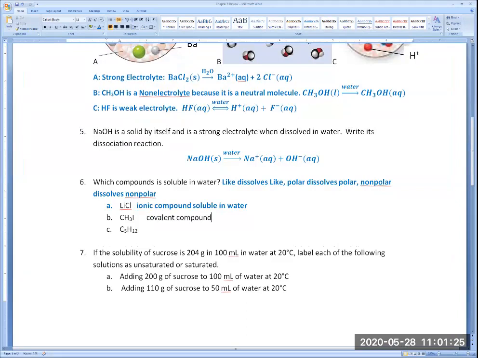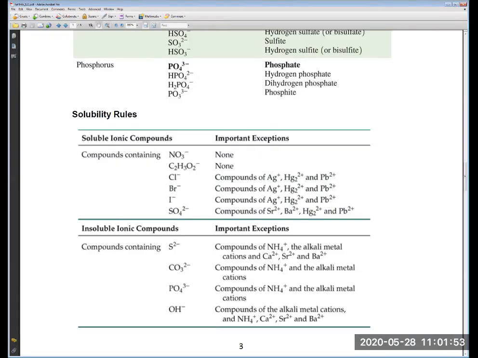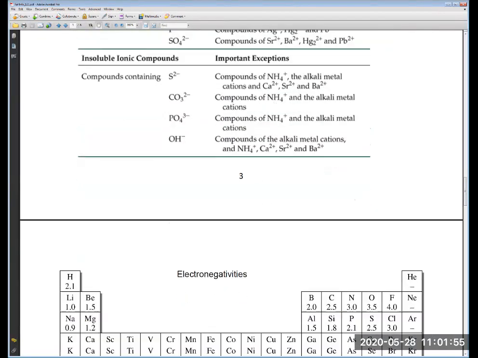Now, when you have a covalent compound, to decide if it's soluble in water, you have to decide, is it polar or non-polar? So you know that carbon likes to make 4 bonds. So here you have 3 bonds with 3 hydrogens and 1 bond with the iodine. So let's decide if this is a polar molecule. And for this, you will want to look at the electronegativities.